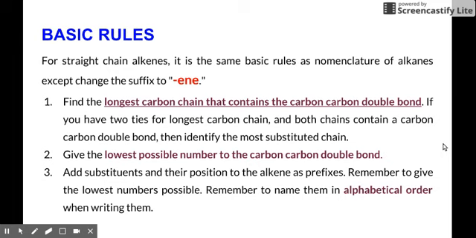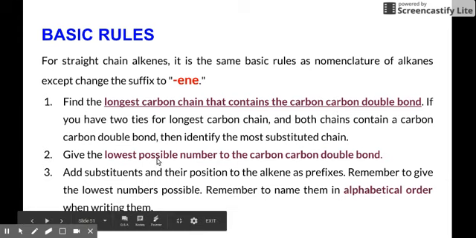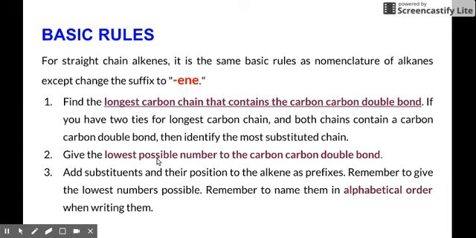Again, the ending will just be ene, and we have to find the longest carbon chain that contains a carbon-carbon double bond, and we give the lowest possible number to the carbon-carbon double bond. And for the substituents or the branches of your alkene, we still name them the way we named our alkanes, and we give their position, and we need to alphabetize according to their names when we write the complete name of your alkene. And of course, the last will be the parent's name.